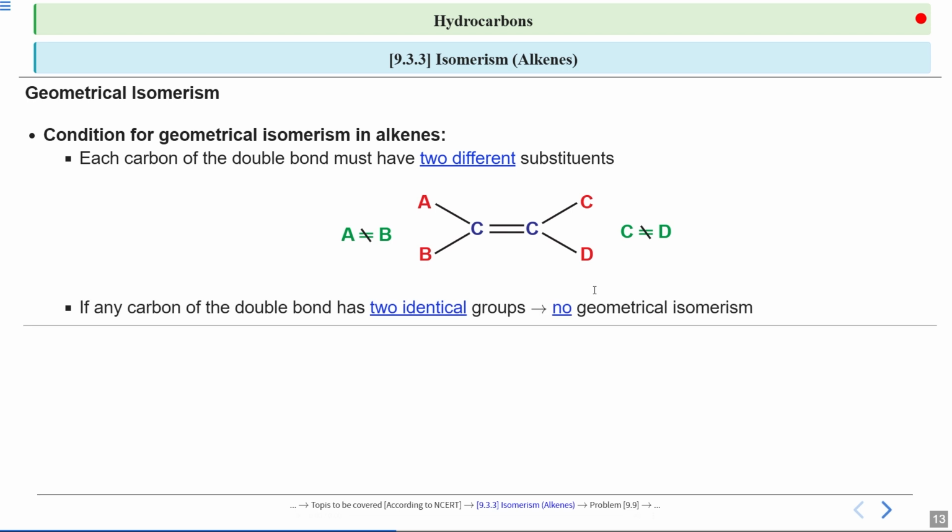So, if any carbon of the double bond has two identical groups, then geometrical isomerism is not shown by that specific alkene. This is because identical groups do not allow for different spatial arrangements, thus preventing the formation of isomers. Remember, this is a very key point when identifying potential geometrical isomerism in alkenes.